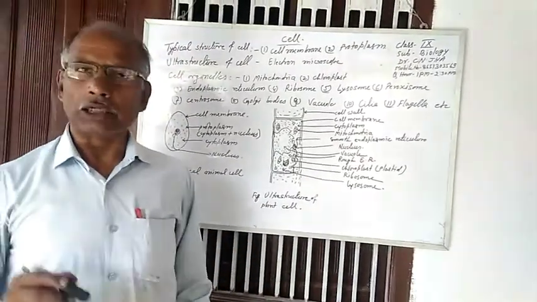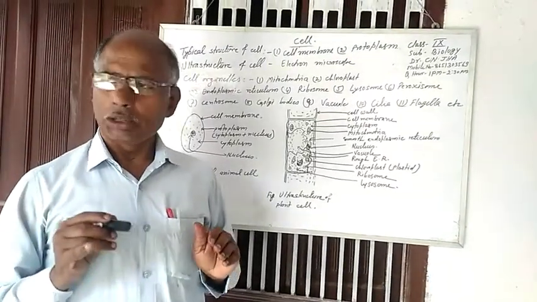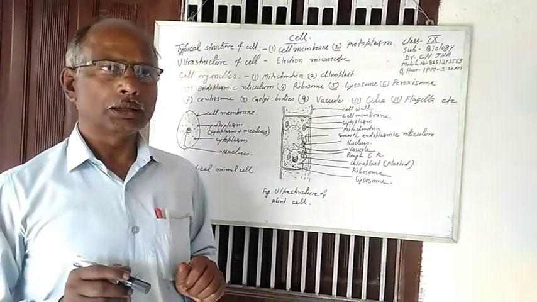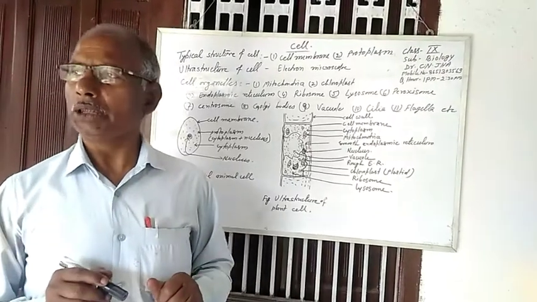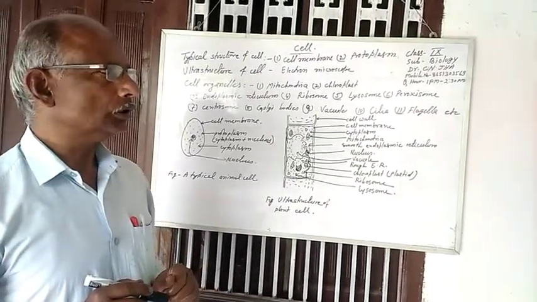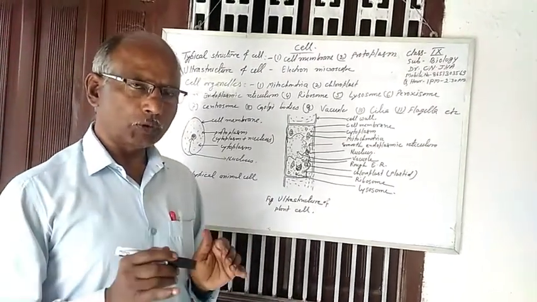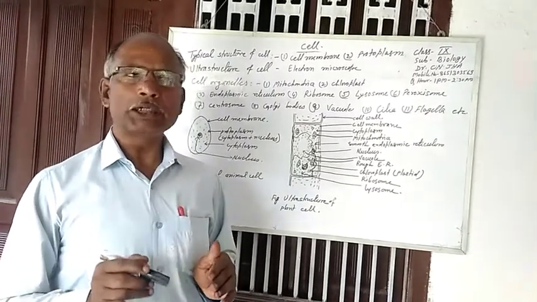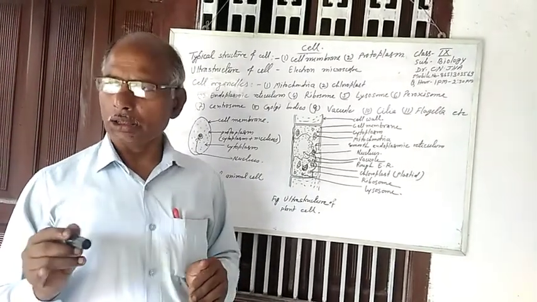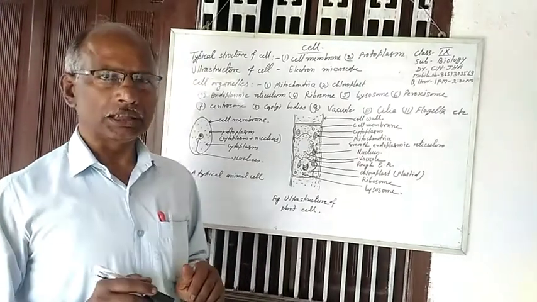As you know, the number of cells causes the volume of the organism. The volume of the organism doesn't depend upon the size of the cells.